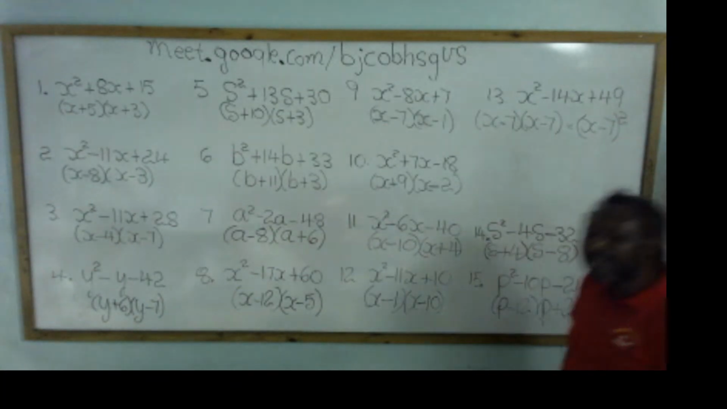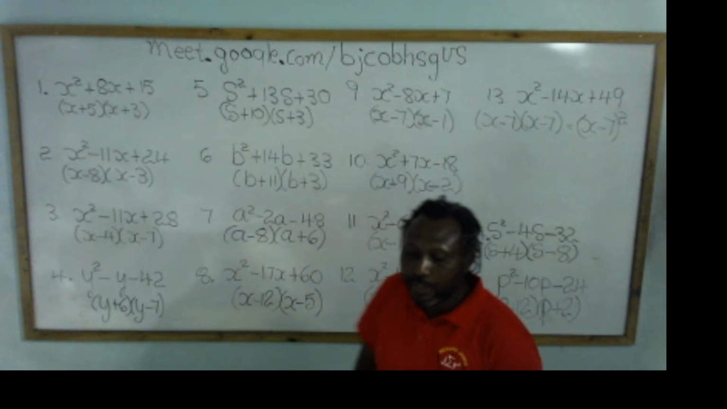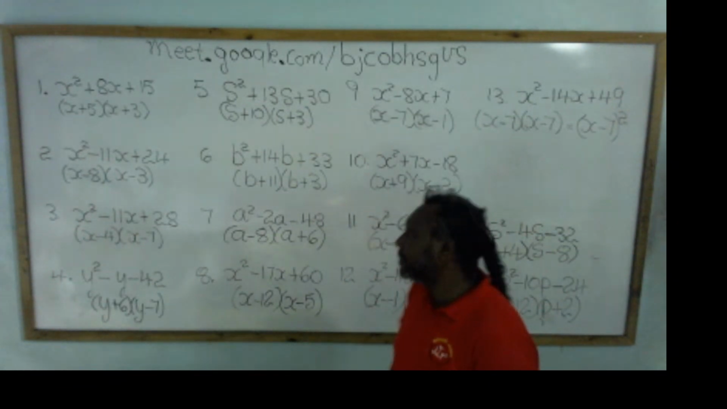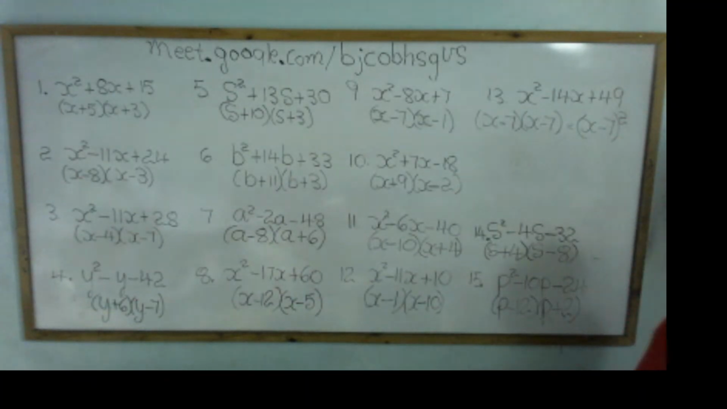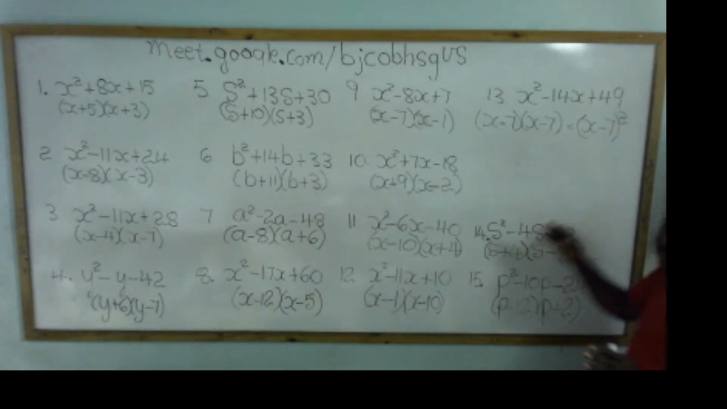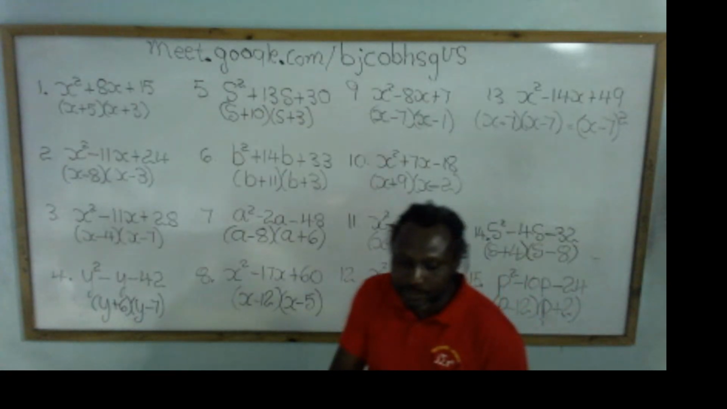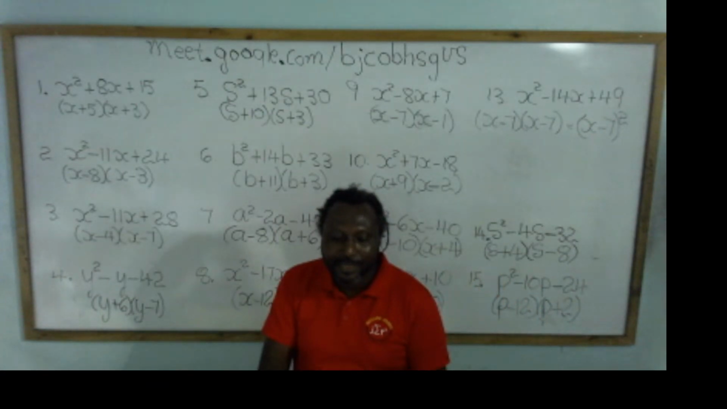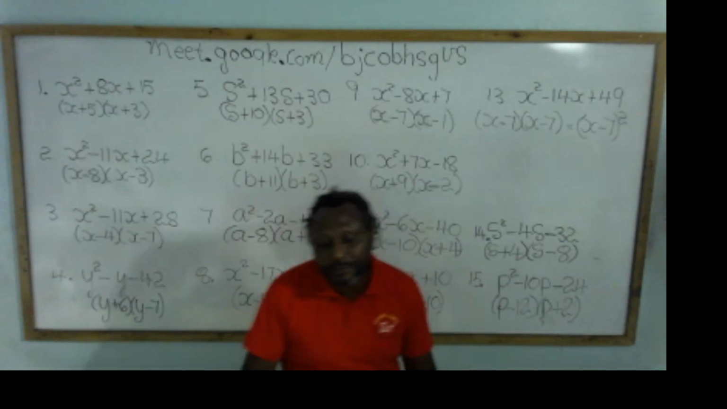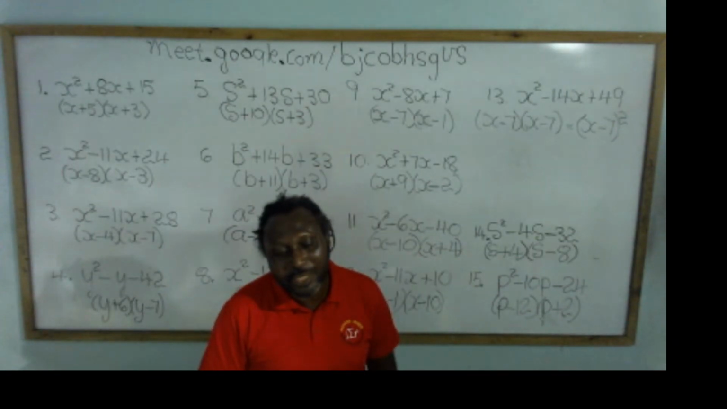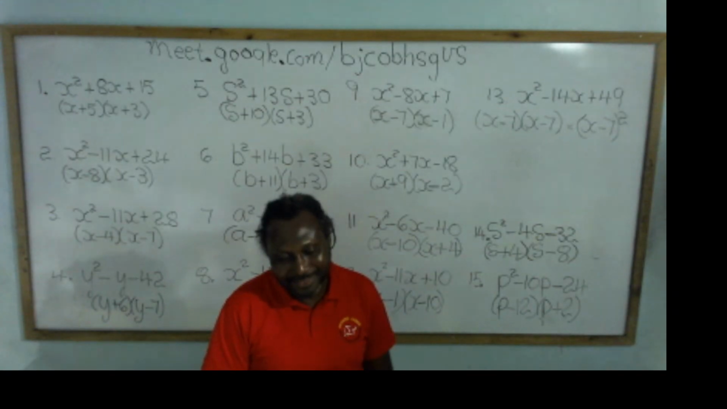If we use the 6 and the 4, what will happen? Because they have different signs, and we're going to find the difference when they have different signs, the difference is not going to be negative 10, but negative 2. So that is why 6 and 4 will not work in this particular case.